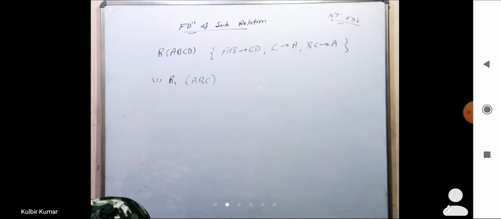AB and BC is the candidate key. What will be the FDs? What will the FDs be?